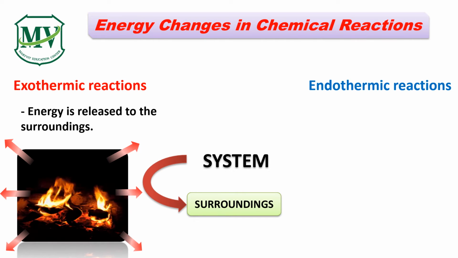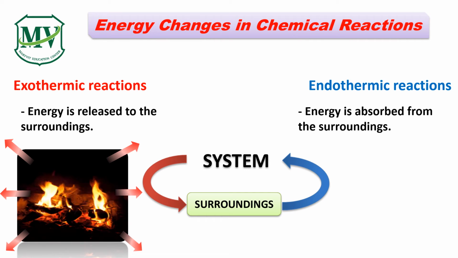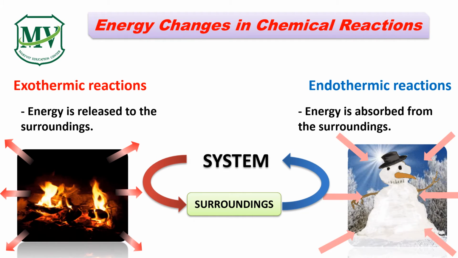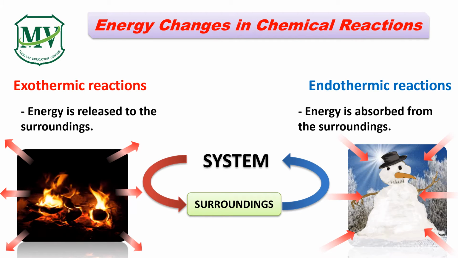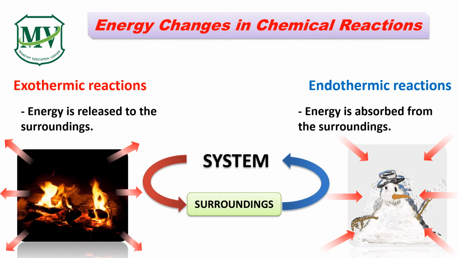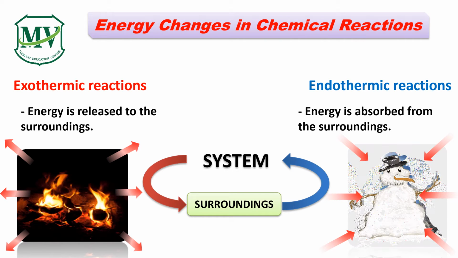Next, we have the endothermic reactions. An endothermic reaction is a chemical reaction in which the system absorbs energy from its surroundings in the form of heat. An example of an endothermic reaction is the melting of a snowman as it absorbs energy from the heat of the sun. Temperature increases with progression of the reaction as the snowman absorbs heat from the sun.